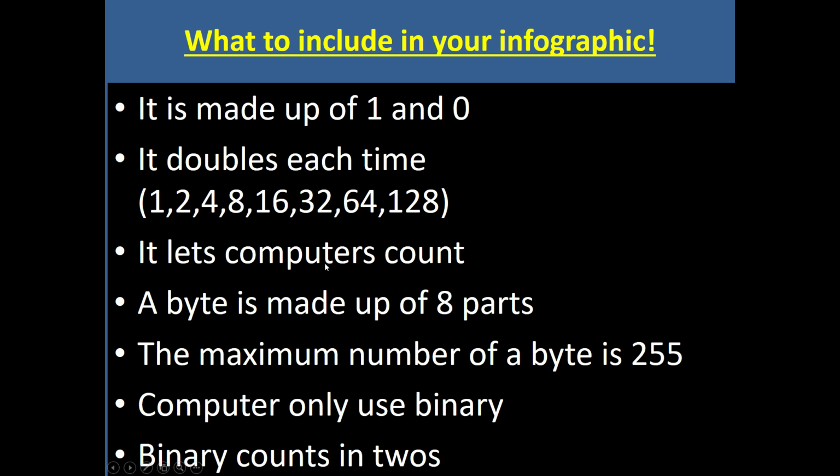On your poster, you'll probably want to put that binary is made of 0s and 1s. Tell me the binary sequence, it doubles each time. And try and explain that with pictures, why that happens. It allows the computer to count. A byte is made up of 8 parts, remember. The maximum number is 255. A computer can only use binary, and then our computer, remember at the bottom, our binary actually goes up in ones and zeros. Don't worry about binary counting in twos, that's not right.